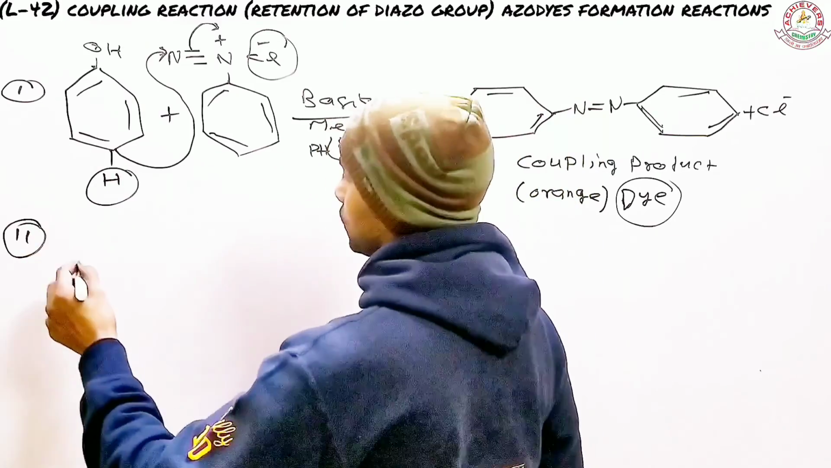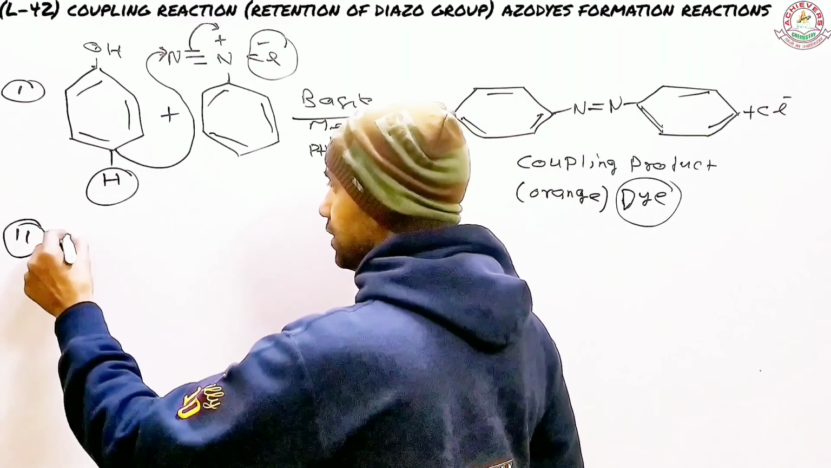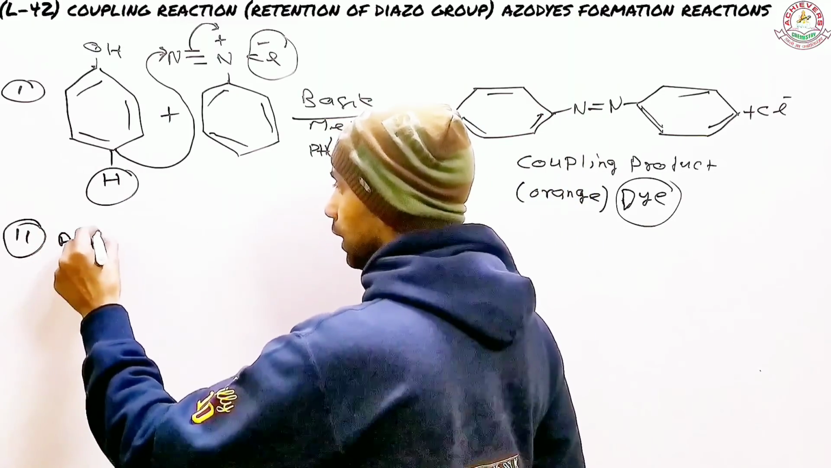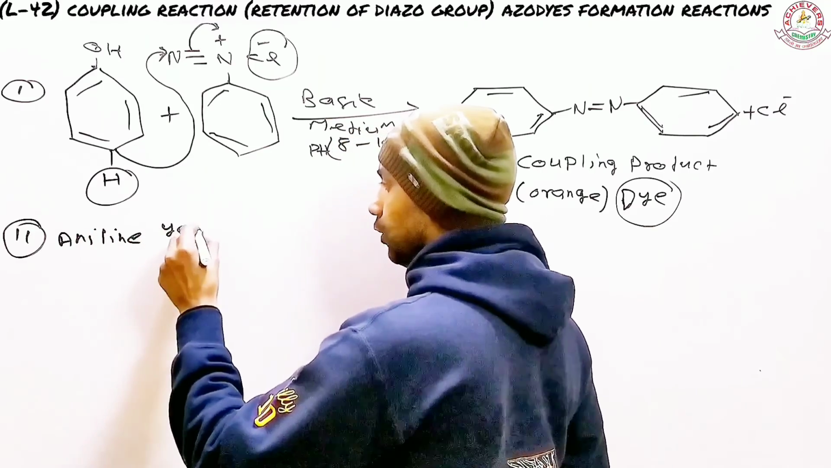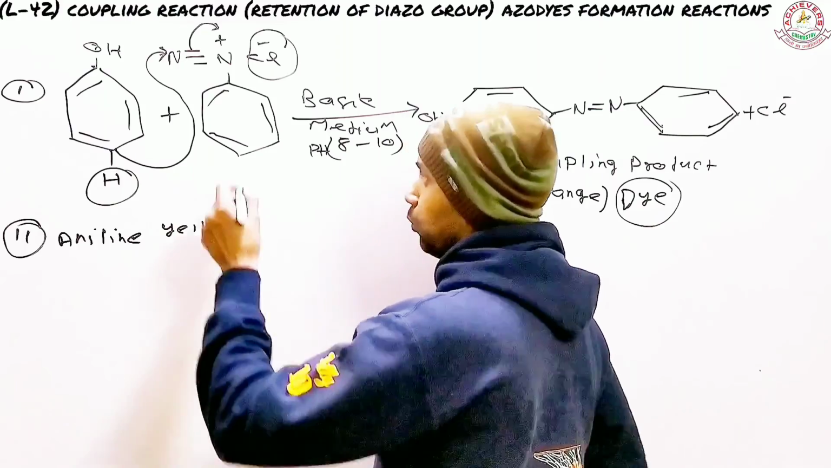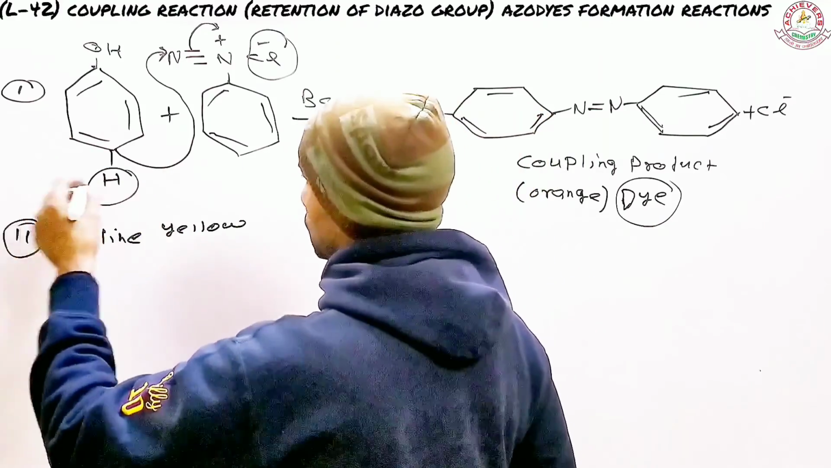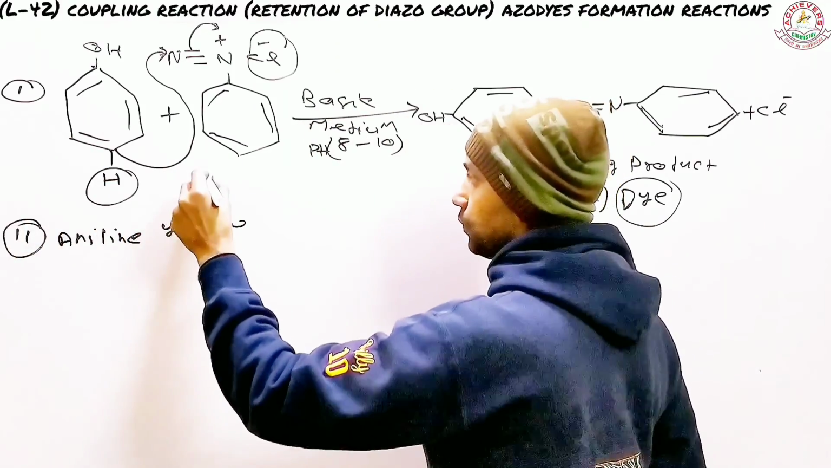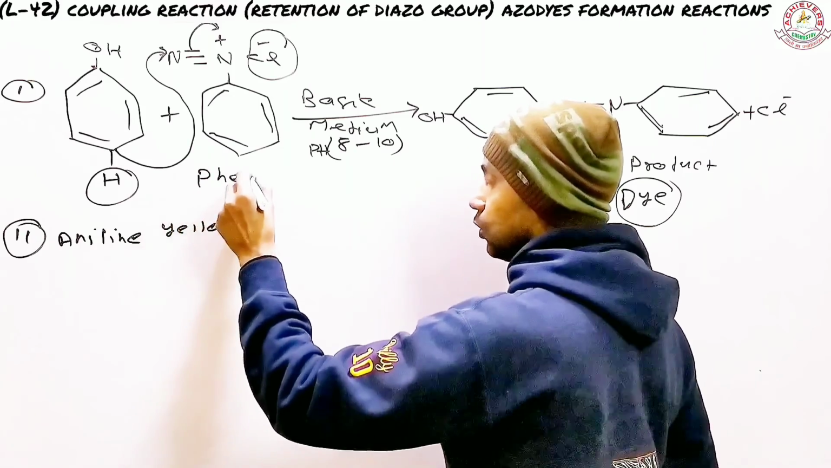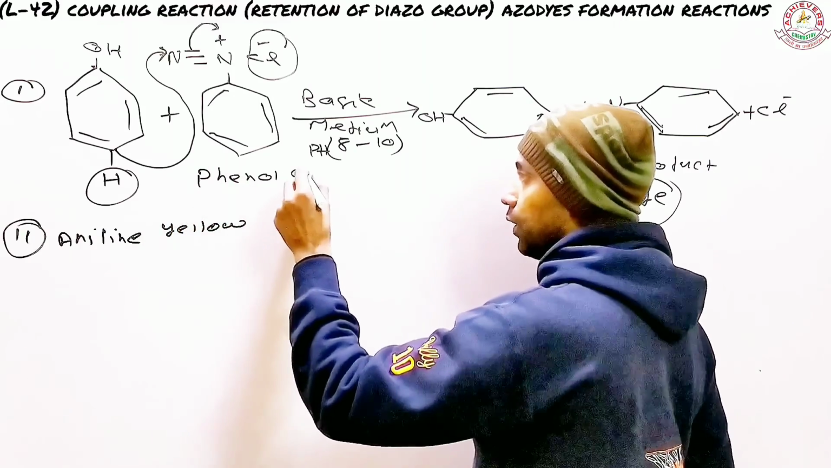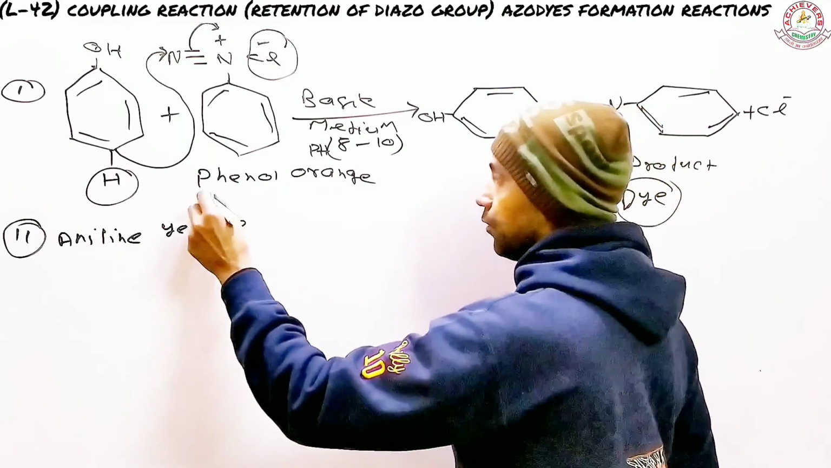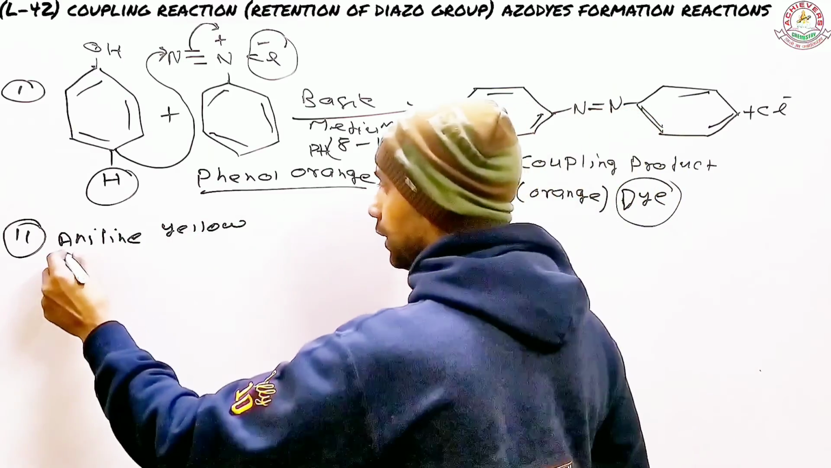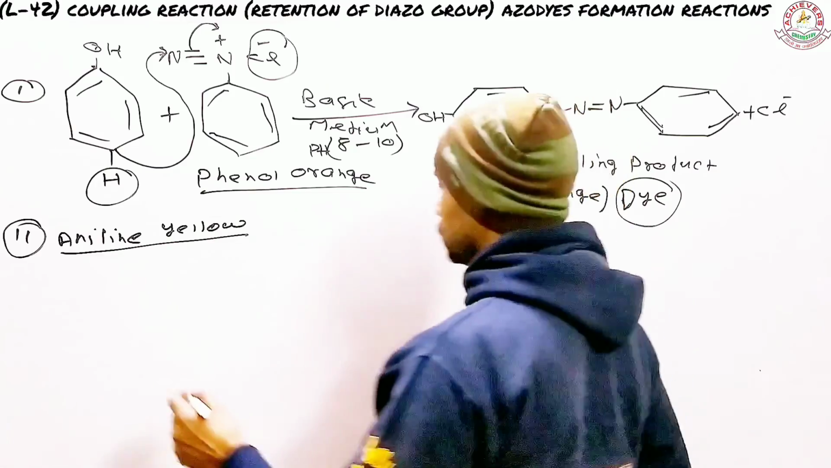The second reaction we have is aniline yellow. And what was the first one? This one was phenol orange. This is called phenol orange. So we were producing a phenol orange dye. Now what I'm preparing right now is aniline yellow. So let's do the reaction.